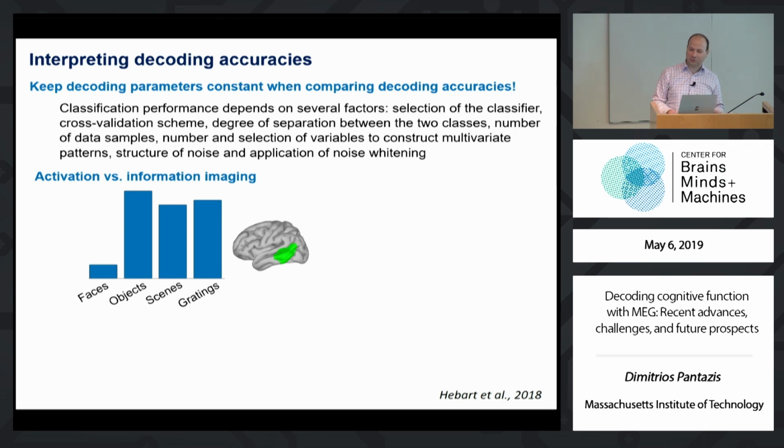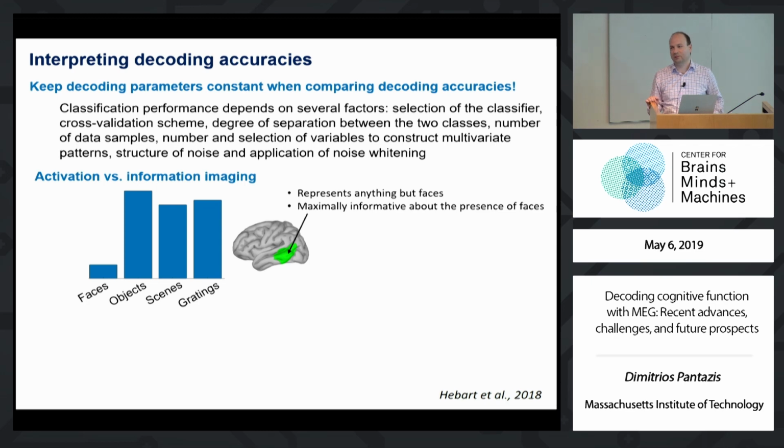In this case, let's assume hypothetically that we have a brain area that responds highly for objects, scenes, gratings, but very weakly to faces. This area represents everything other than faces, because it is activated by everything else, but at the same time, it is maximally informative about the presence of faces. So when we decode, we will really be able to decode the presence of faces there, but it doesn't mean that we have activation for faces. It just means that we have the information.